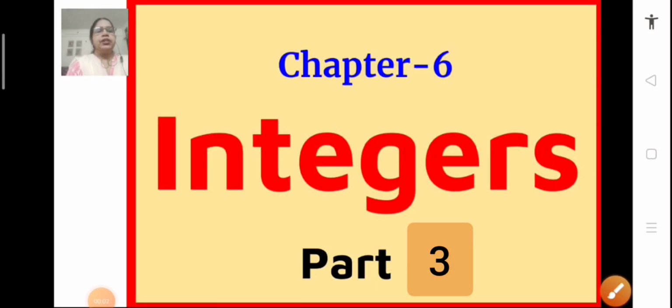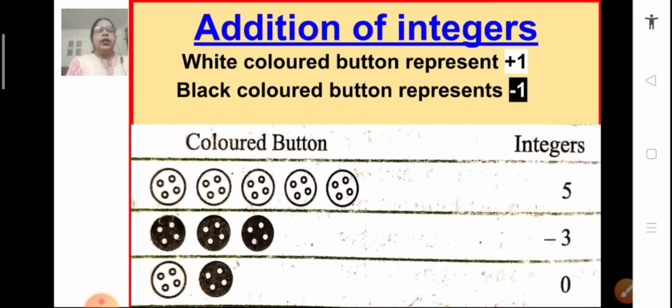Let's continue with chapter 6, integers. In today's session, we will learn how to add and subtract integers and we will solve the problems of exercise 6.2 and 6.3. So for addition of integers, let's do a small activity.